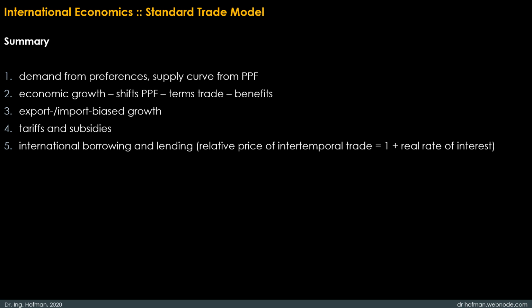To sum up, the standard trade model derives a relative supply curve from production possibilities and a relative demand curve from preferences. The price of exports relative to imports, the country's terms of trade, is determined by the intersection of the relative supply and demand curves. Other things equal, a rise in a country's terms of trade increases its welfare. Conversely, a decline in a country's terms of trade will leave the country worse off.